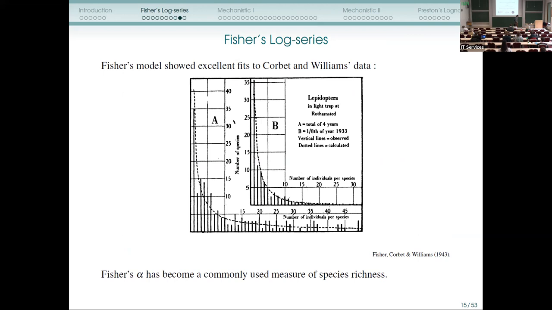But the vertical axis is the number of species that were counted. Horizontal axis is the abundance. So there's a whole bunch of things that they saw exactly once, not too many things that they saw more than about 50 times.